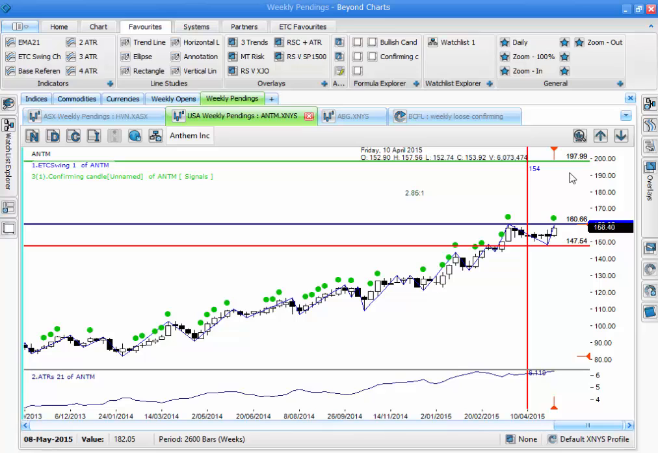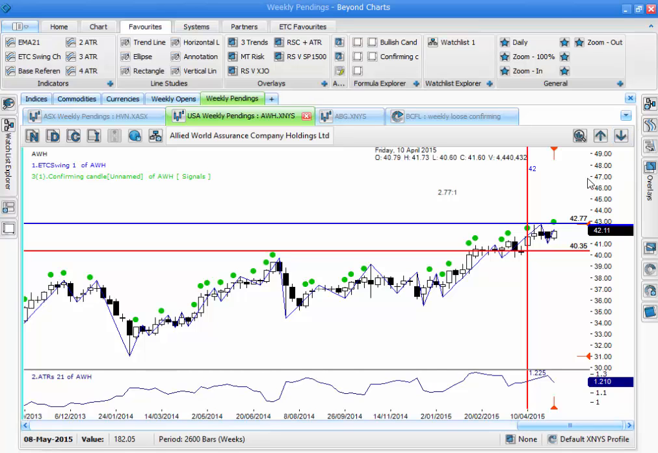2.85 reward to risk on that one. If you're using a target of some sort to measure your trade opportunities by. So entry level there of 160.66 and a protective stop of 147.54 and a scale out just below 200, 197.99.